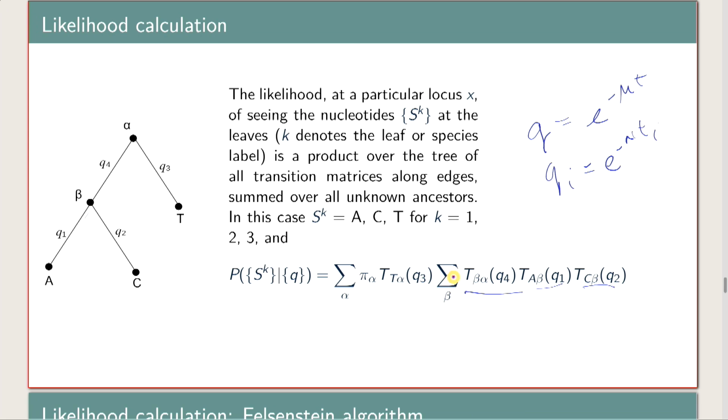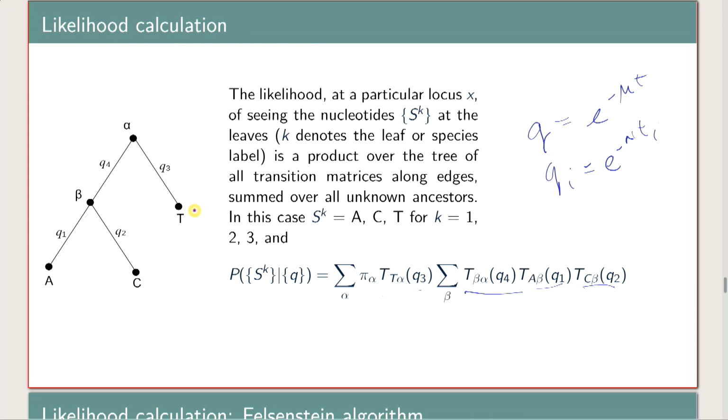That's one piece here. And then what is the probability of seeing a T here? It is T alpha given this branch length Q3. And now you don't know what alpha is, so again you sum over alpha with the background probability pi alpha. So that's what the likelihood is for this tree for this particular set of nucleotides.